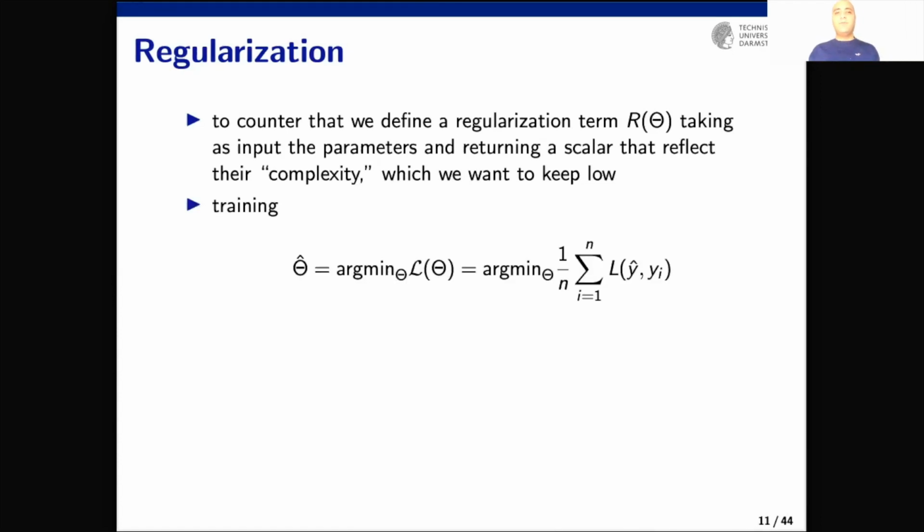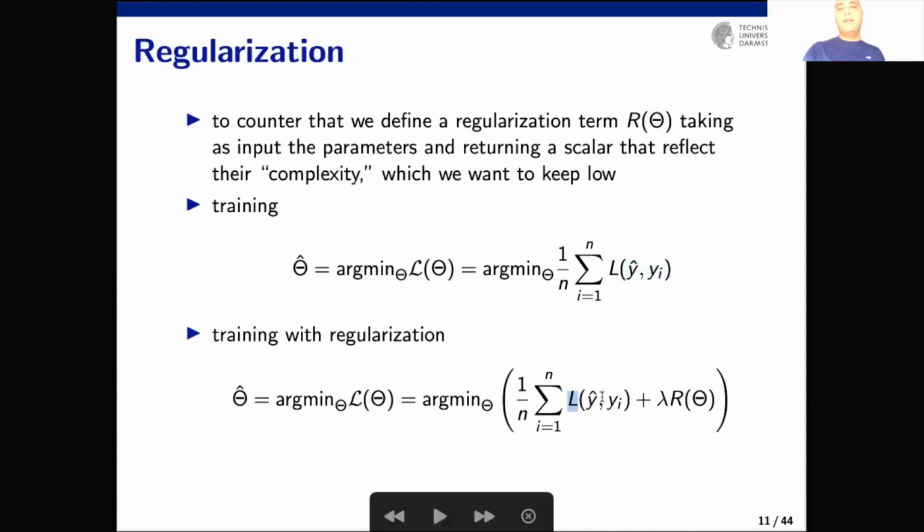So we have defined the training as an optimization problem like this, but instead of only minimizing the loss, we can minimize loss plus some regularization term. The lambda value here is a hyperparameter to find a trade-off between how much the regularization term should be effective in this optimization problem.